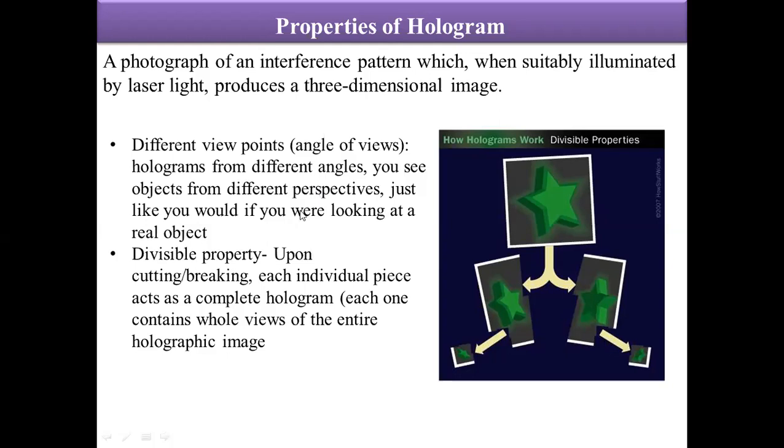In that case, you will also be able to look at the real object. And number two is the divisible property. Actually, this photograph shows how this divisible property works. It says that if we cut this hologram into several pieces, then each individual piece of this single hologram will act as an individual hologram. It contains the whole information of the hologram.